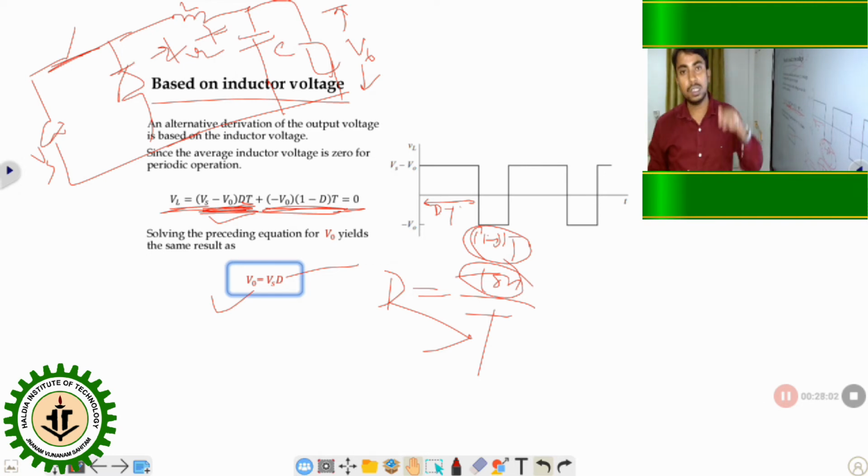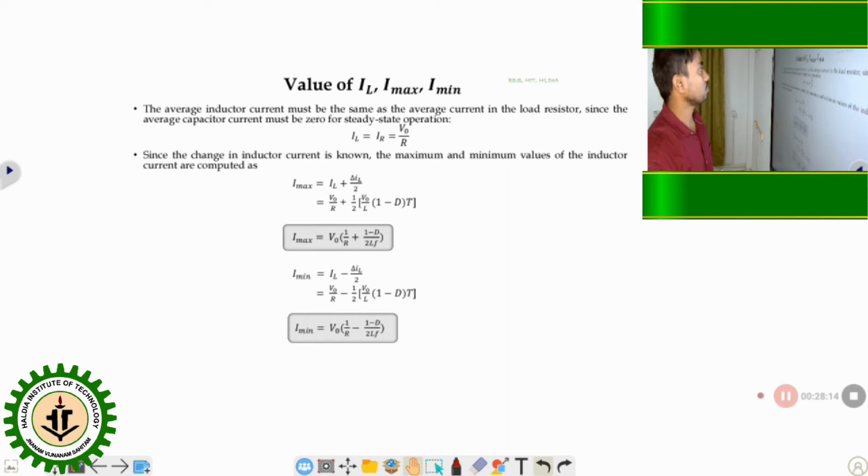Now we calculate the value of IL, the inductor current, which is also called the load current, so both will be the same. The average inductor current must be the same as the average current of the load resistance. So the current will be the same. Why will the current be the same?